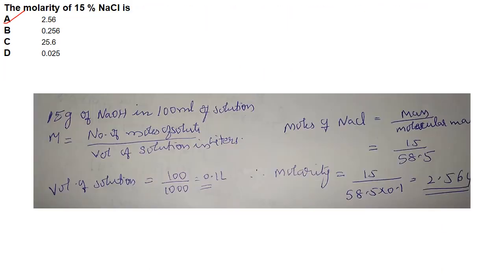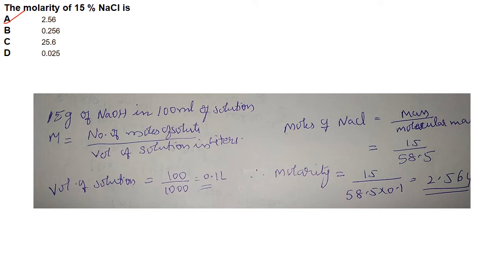The molarity of 15% NaCl is 15 gram of NaCl in 100 ml of the solution. Molarity is number of moles of the solute by volume of the solution in liter. So moles of NaCl, mass by molecular mass, 15 by 58.5. Molarity is equal to 15 by 58.5 into 0.1. 0.1 is the volume. 100 ml, so convert it into liters, you will get 0.1 liter, and molarity, if you substitute in the formula, you will get 2.564.